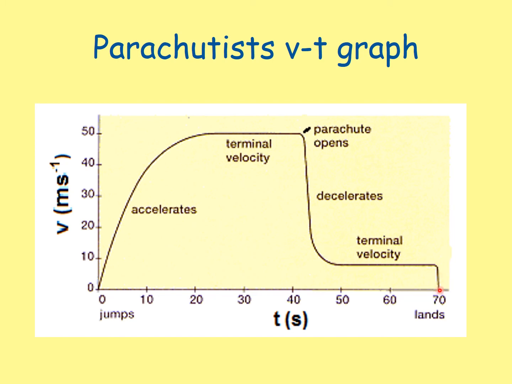We can see a decrease in velocity again, but it's a much smaller decrease. That's why they use the parachute. So the smaller decrease in velocity is to prevent any bone breakages or anything awful happening. So we can see the small decrease in velocity is when they're landing.